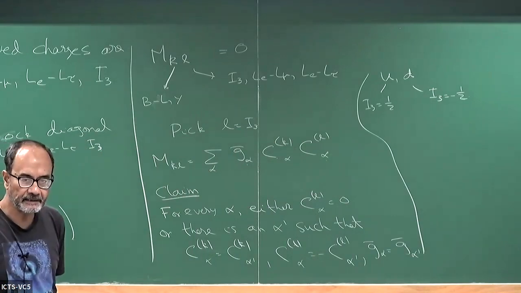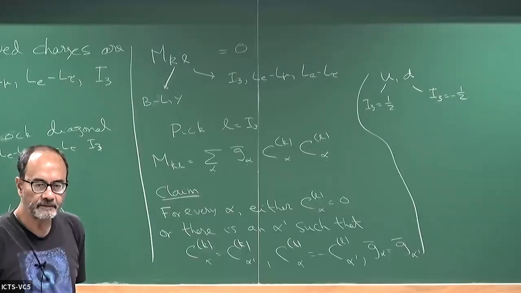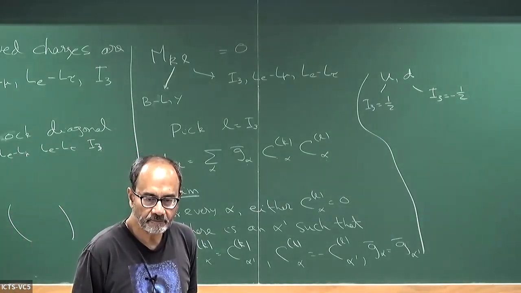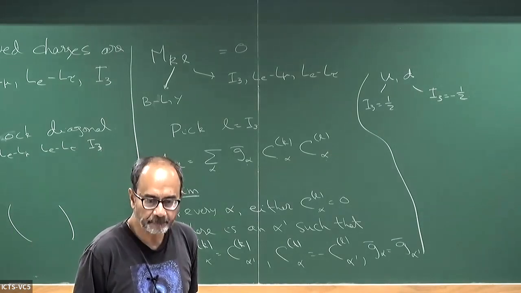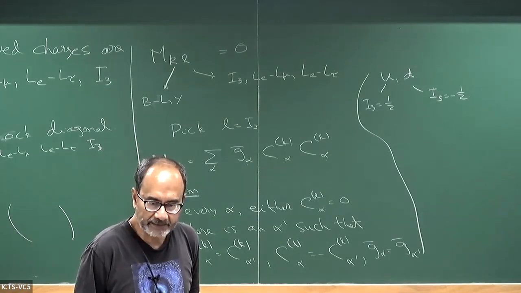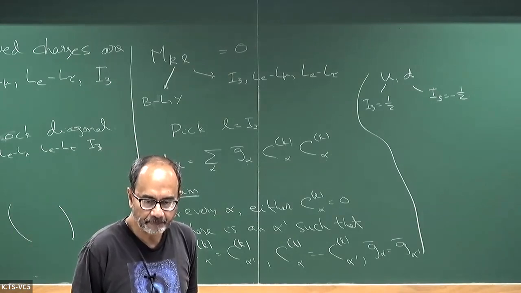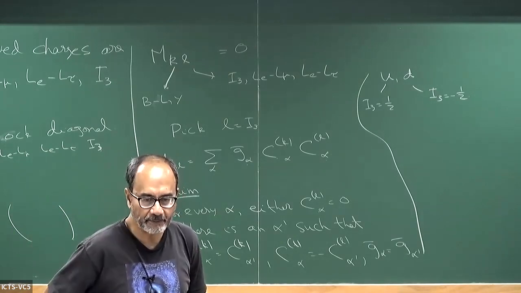Is this clear? So this argument relies on the fact that we can represent the SU2 in some spin J representation. Right? That any SU2 representation either has I3 equal to 0, that it's a singlet, or it always appears in positive and negative pairs.